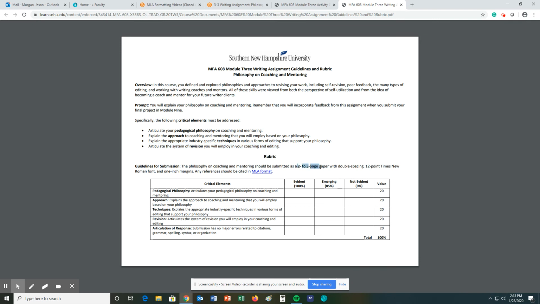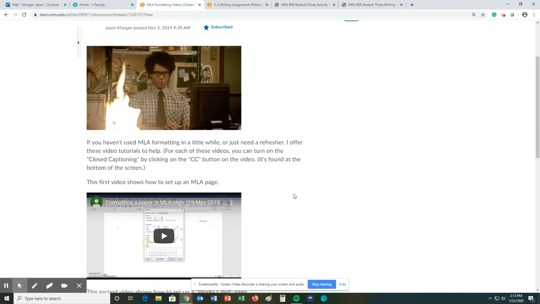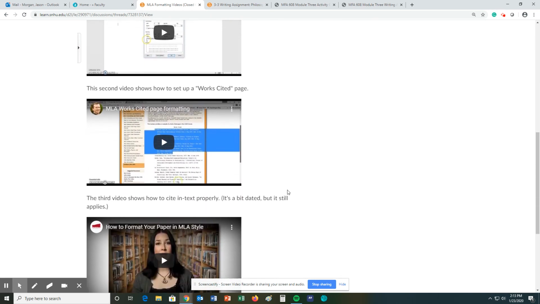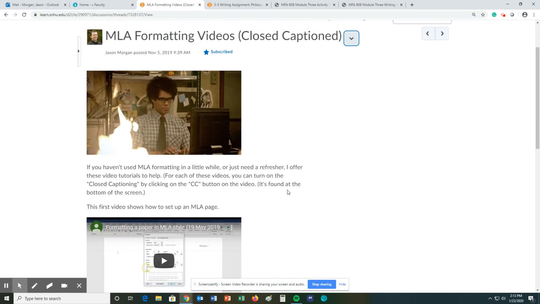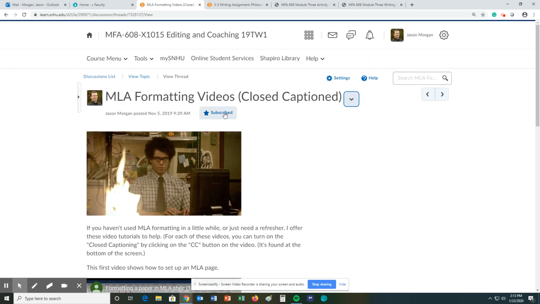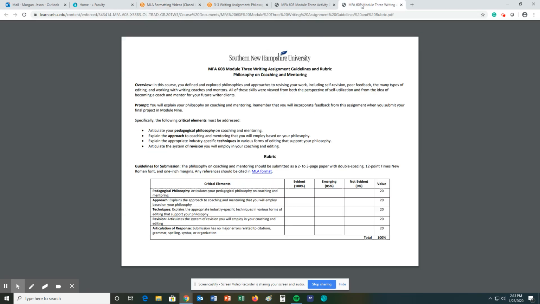This is a 2 to 3 page paper in MLA formatting. If you haven't done MLA formatting in a while, if you go to the resources which are found in discussion 1-3, I have supplied you with several videos that show you how to do MLA formatting. Again, that's found in discussion board 1-3. So once again, to earn a good grade, make it stupidly clear to me which of these you're approaching, and then back it up with evidence. And that is how you earn a good grade on that particular assignment.